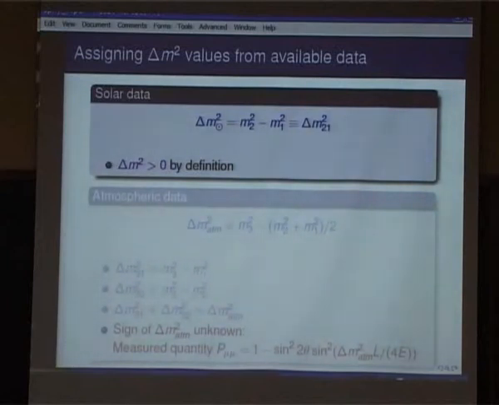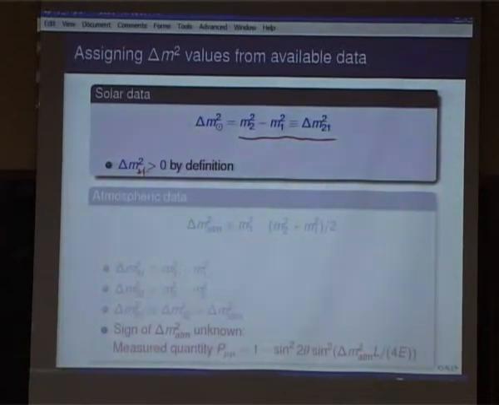So firstly, delta M squared solar should be delta M squared between mu 2 and mu 1, because mu 3 anyway doesn't take part in solar. So therefore, delta M squared solar, the value, is equal to M2 squared minus M1 squared, which is delta M squared 2 1. Another thing is, because we define M2 greater than M1, delta M squared 2 1 is positive by definition.